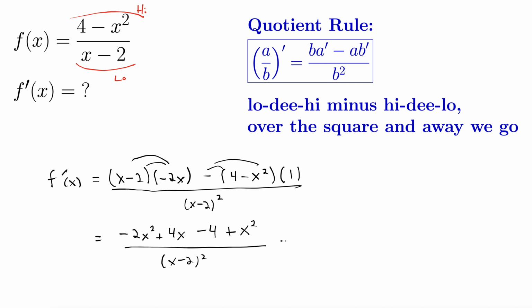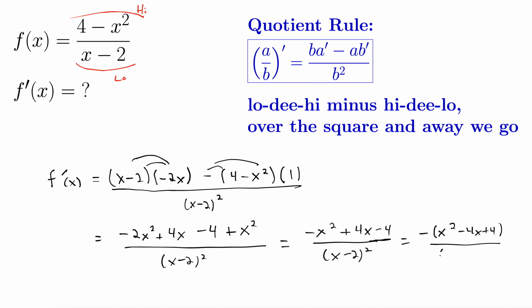Let's clean this up a little bit here. So I'm seeing negative x squared plus 4x minus 4 all over x minus 2 quantity squared. It seems like we can't cancel much more right here, but I'm going to take it a step further. I'm going to factor a negative out of here. If we factor a negative out, we get x squared minus 4x plus 4 all over x minus 2 squared.